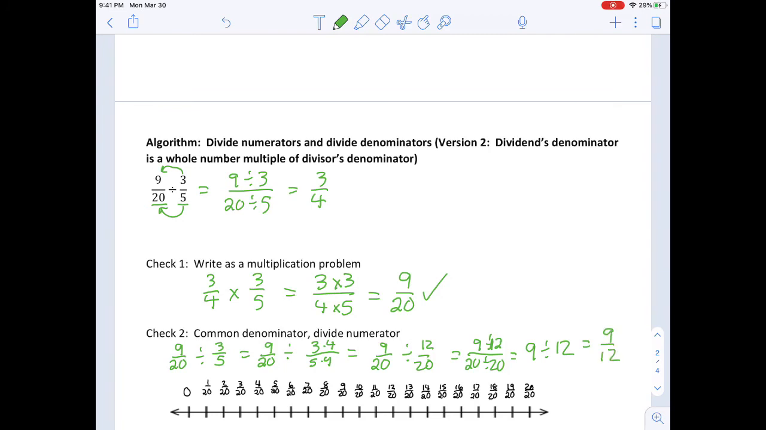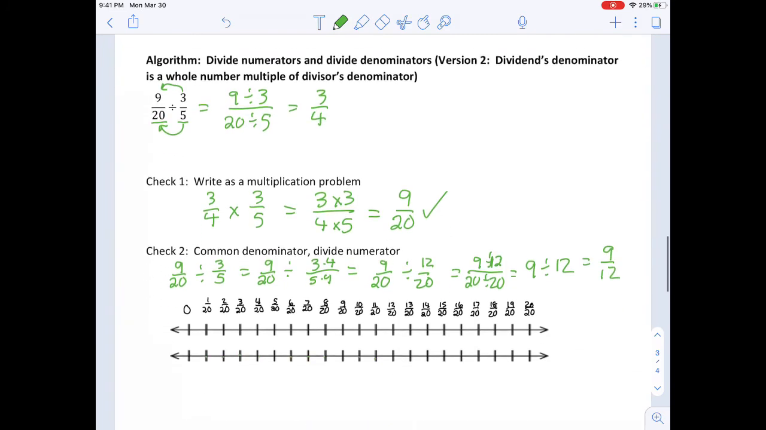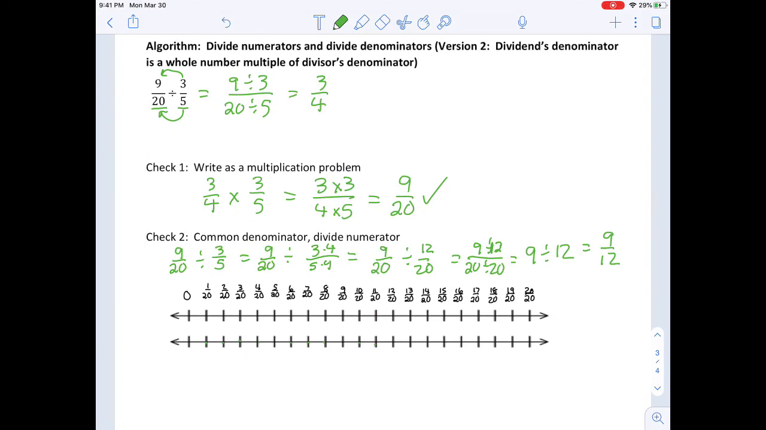Let's think about what we've got here. We have our total is 9/20. That's the first number. So that's our 9/20. That's where our answer is going to be. And our groups are 12/20. How many 12/20 are in 9/20? Not even one 12/20 is in 9/20.